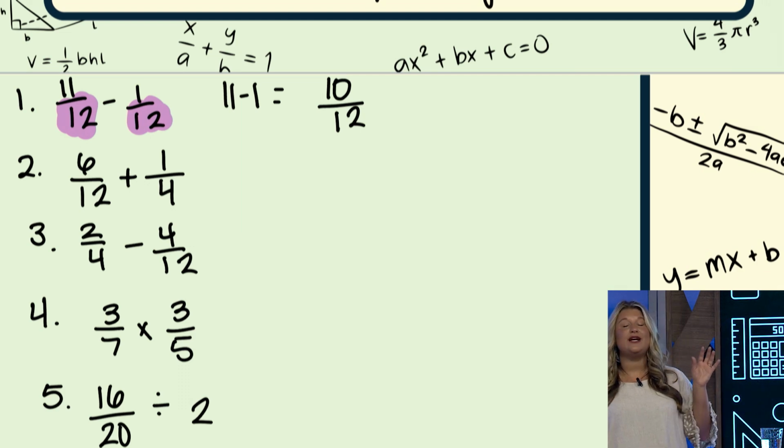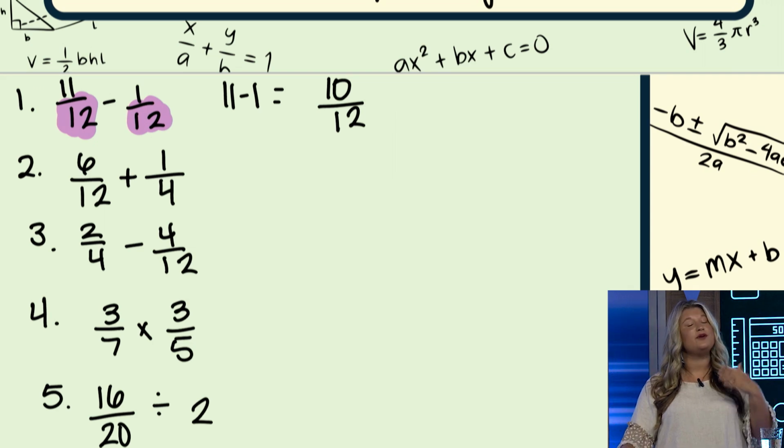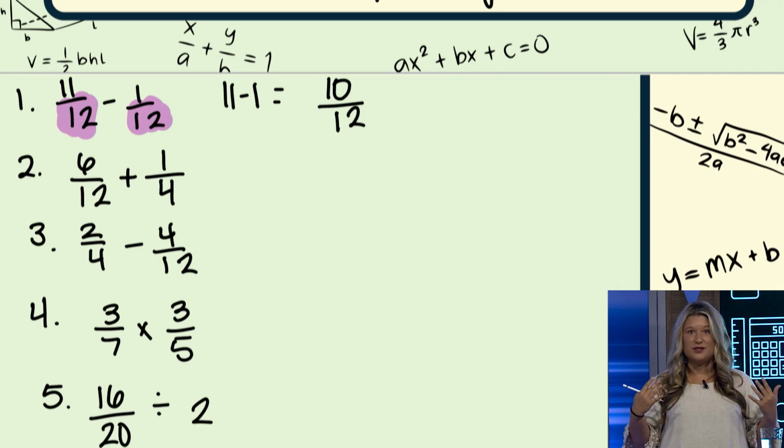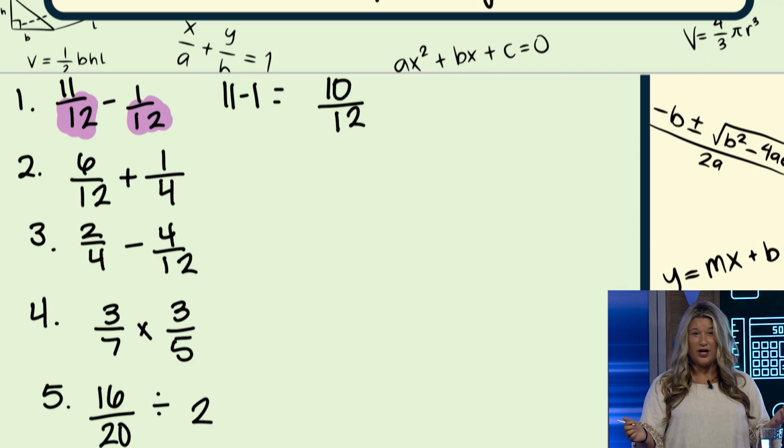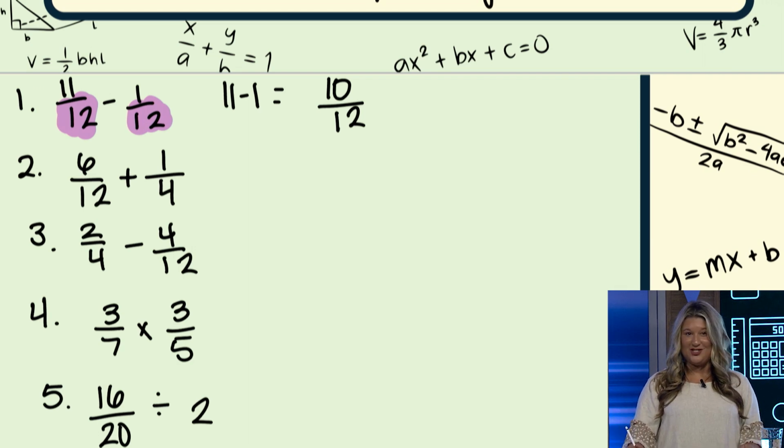Now, you don't want to keep your answer this way because this is not simplified. There is a number that can go into both the numerator and the denominator. So you want to ask yourself, what are the numbers that go into 10? What are the numbers that go into 12? You can always list those factors if you're not quite sure, or you can use a cheat sheet and a calculator, but we're going to go the long route. We're not going to use a calculator today.